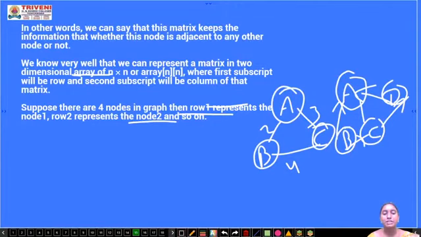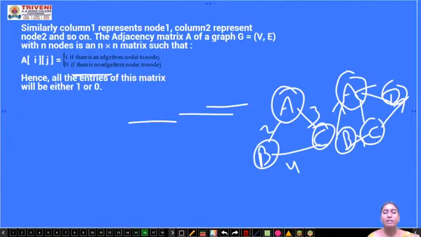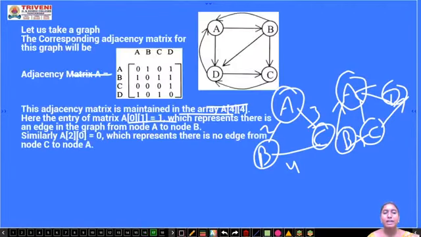How to represent the adjacency matrix? Whenever an edge is available from one node to another node, then we have to represent it with 1. If there is no edge connecting one node to another node, then it will be represented with 0. And it has the value either 1 or 0. Let us take the graph and its corresponding adjacency matrix.